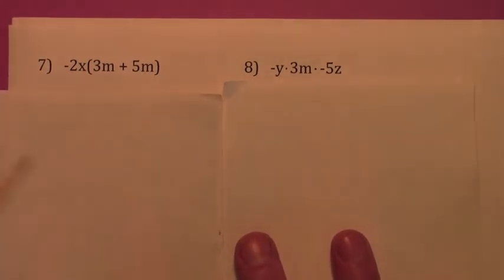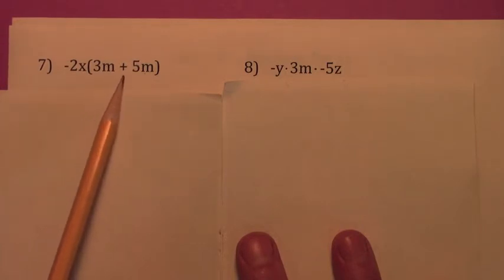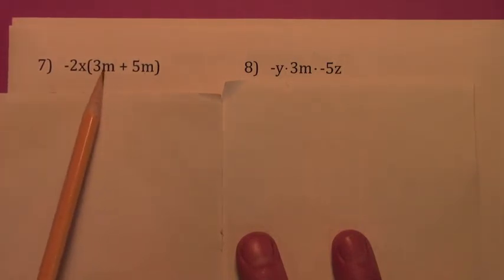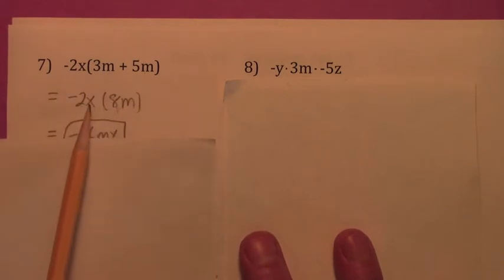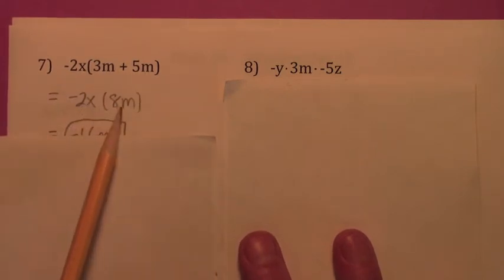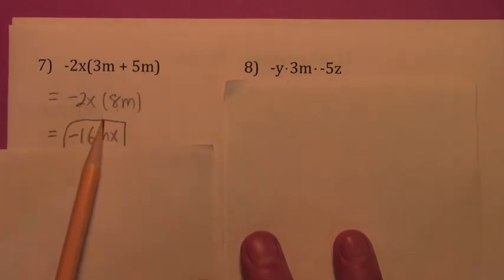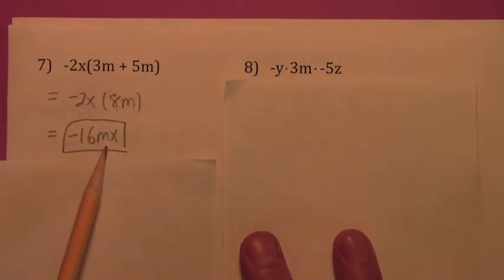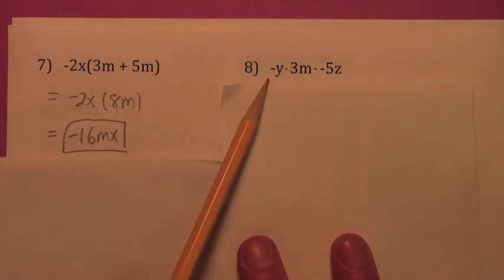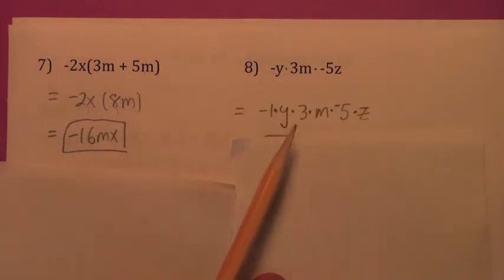When you look at this problem, the instructions here would be simplify it, by the way. You can add the like terms, right? So you get 8m inside the parentheses. Now you multiply negative 2 times x times 8 times m. You can think of that as 4 factors now, right? You get negative 16mx.